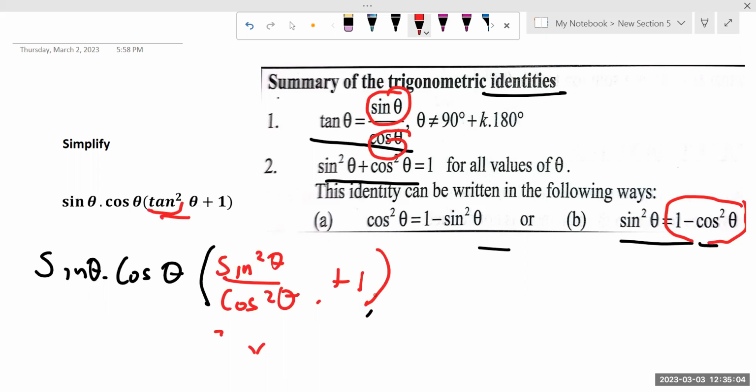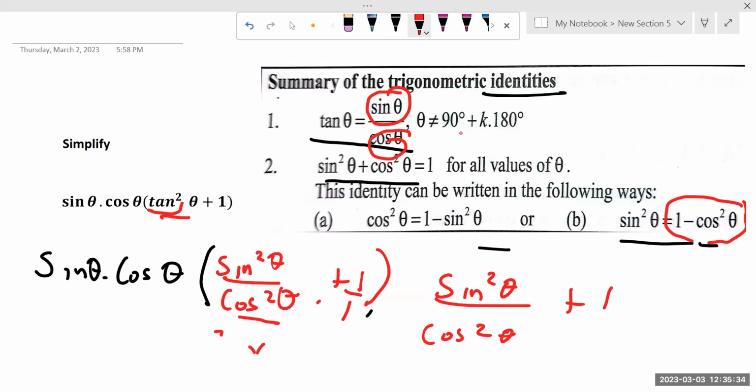Okay, now that we've done that, we need to simplify the bracket inside further. We need to make it a little bit smaller, because now we've simplified it, but it's not that simple. Now, what do you have inside your bracket? You have a fraction and a non-fraction. You need to add these two things. So you have sine squared of theta all over the cos squared of theta plus 1.